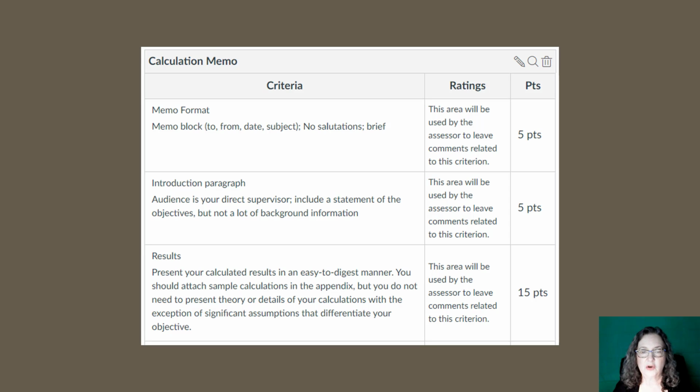Okay? You're going to attach a sample calculation. I need to see that, okay? But you really don't need to present the theory. You might need an equation if it's something that, like, you developed an equation in this experiment, then you'll do an equation, okay? You do want to give any significant assumptions that you made. So maybe you assumed that there were no friction losses or something like that. That's going to need to be in the report. Otherwise, the calculations are not going to make any sense.